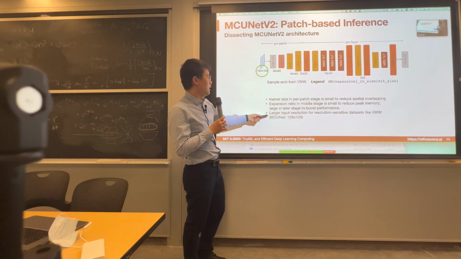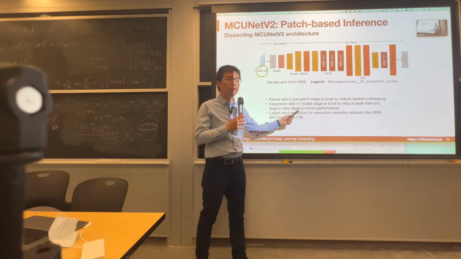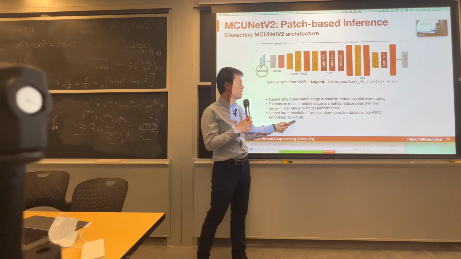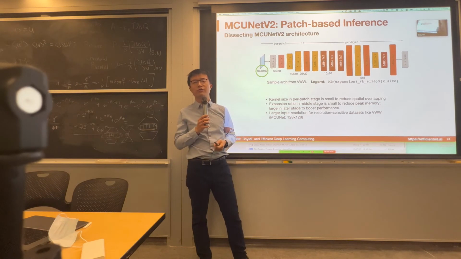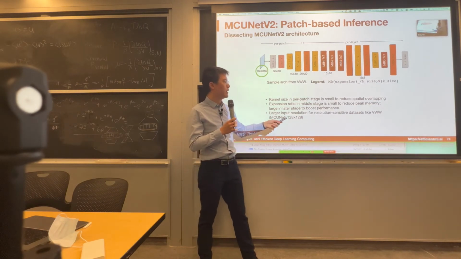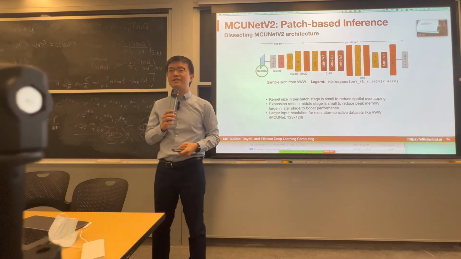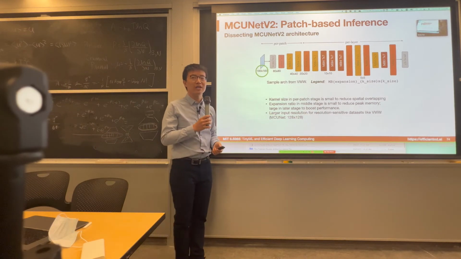Okay, and MCUNet v2 can hold a much larger resolution, 160 by 160, compared with MCUNet, the first version of MCUNet. That's why it performs quite good on those resolution-sensitive tasks, for example, detection tasks.